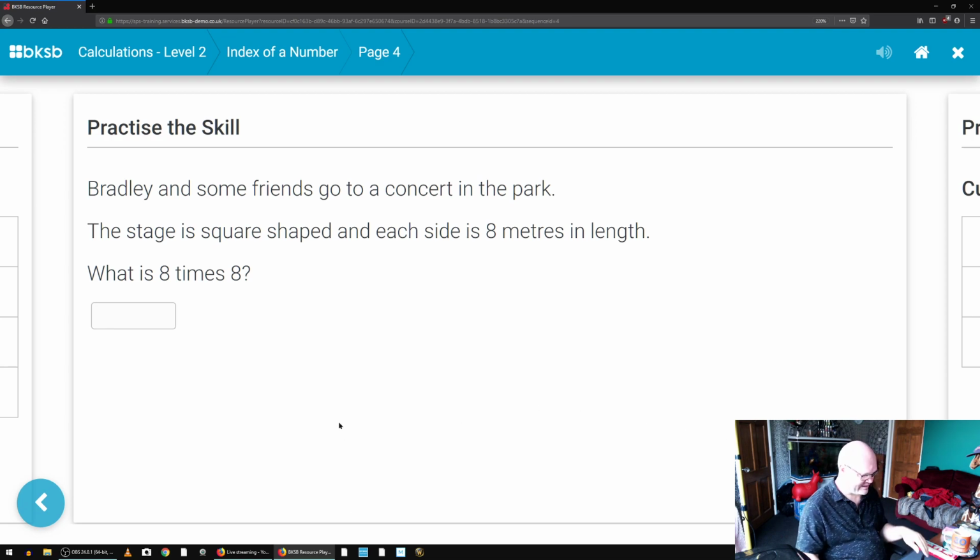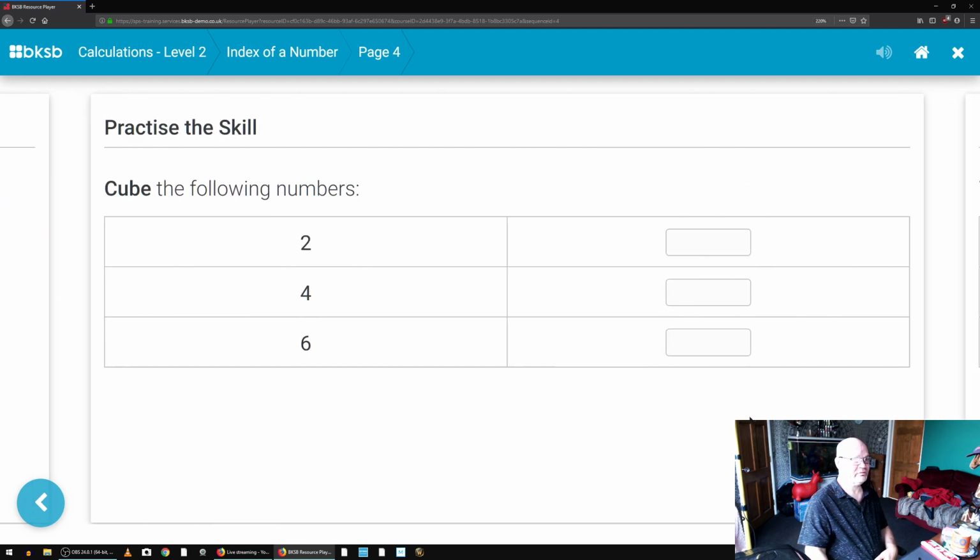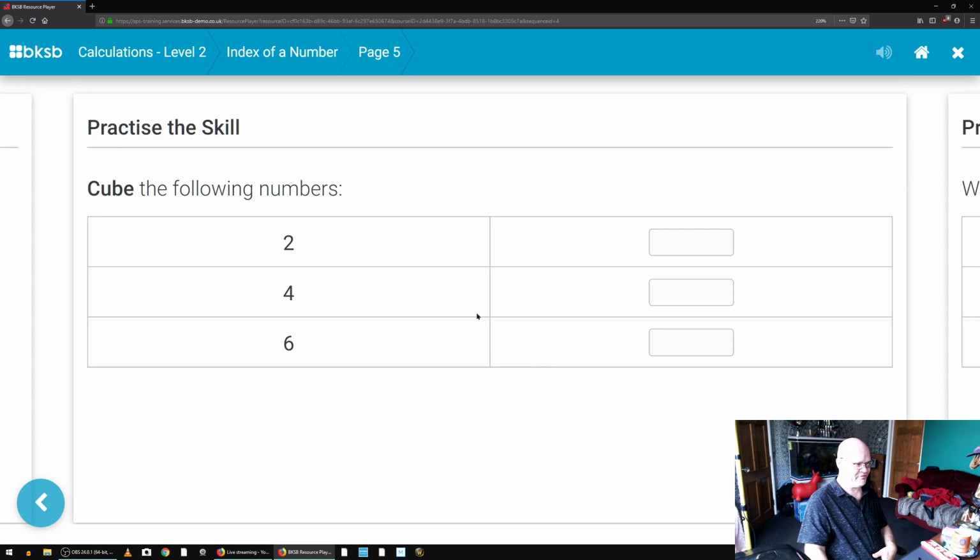So we got back to the 8 times 8, which is 64, isn't it? 64. Well, I can work that out. I'm going to say 64, because that's the size of a chessboard as well. Thank you. Next. Cube the following numbers.